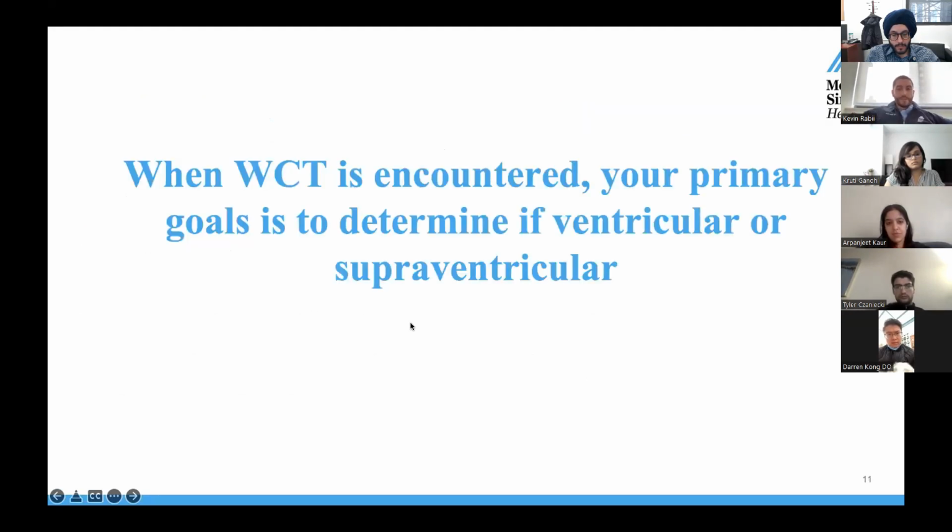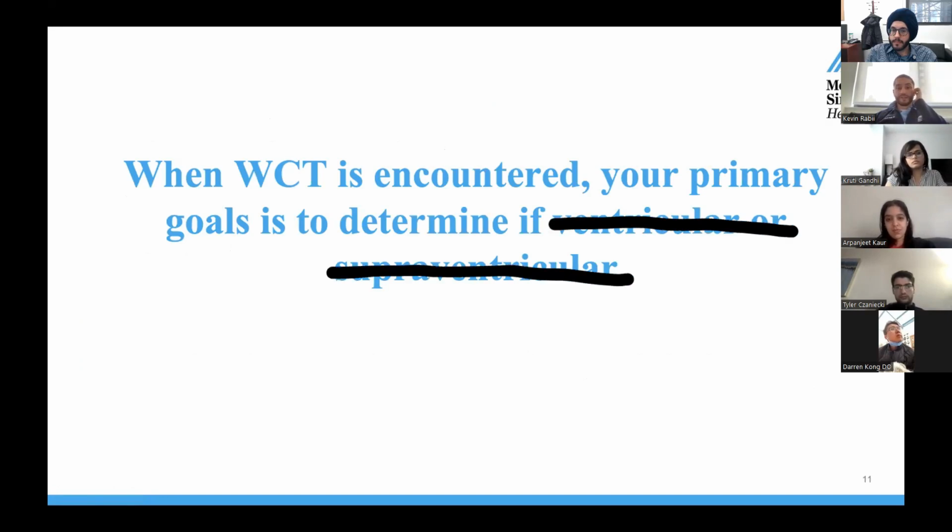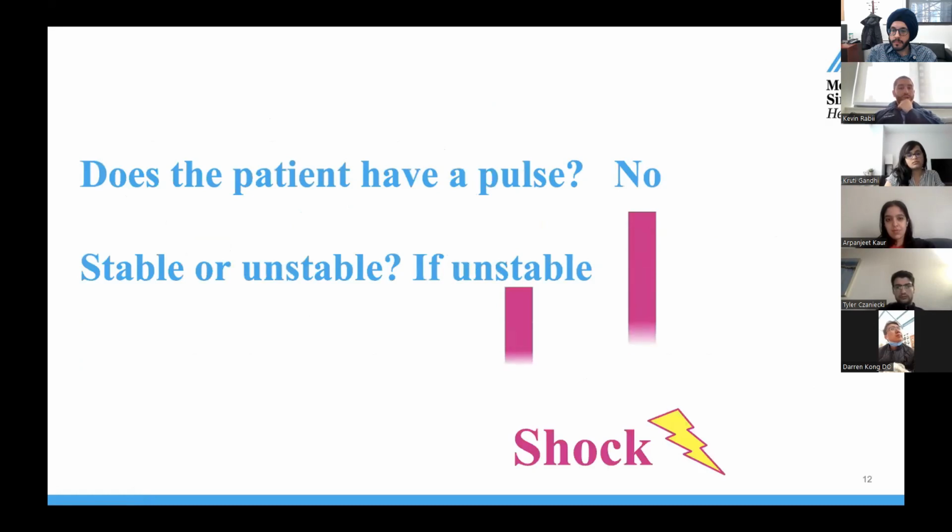So, in academic medicine, when we encounter these wide complexes, we're always taught you have to determine if it's ventricular or supraventricular. And this is ingrained in our brain, but likely the single most important thing you can take away from today's talk is that it's not your primary goal. Whenever you see these patients, a million thoughts are going through your head. Always fall back on the basics. Does the patient have a pulse? No, start ACLS. Is the patient truly unstable? If the answer is yes, then you proceed with cardioverting or defibrillating or ACLS.